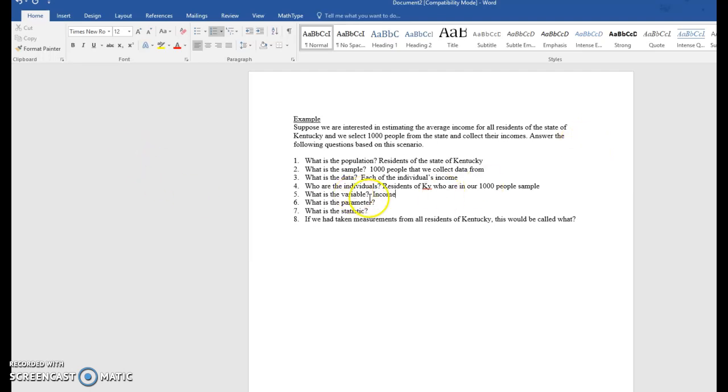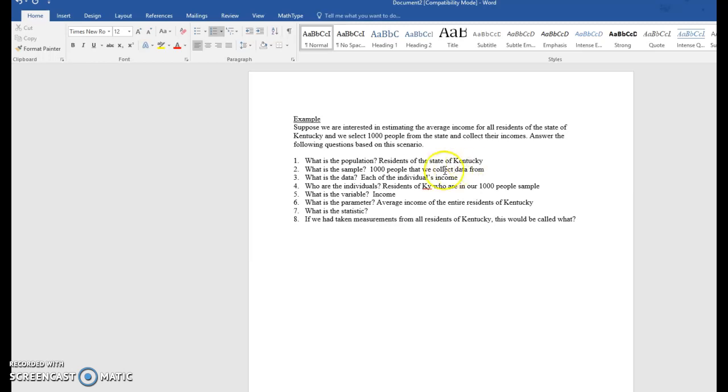All right. What is the parameter? Now, parameter always refers to the population. So we're going to look for average income. That's our parameter. It's the average income of the entire residents of Kentucky. And remember that parameter always refers to the population.